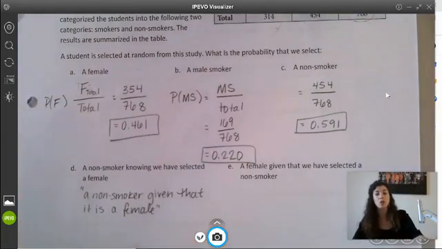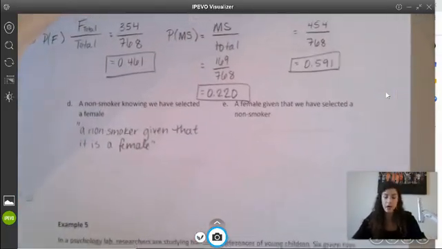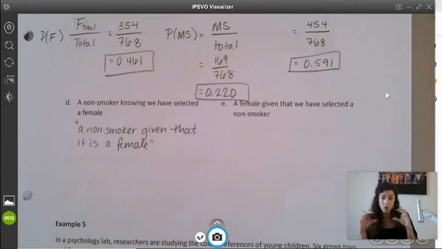Right? So given the fact that we know that this person is a female, what is the probability that they are a non-smoker? The idea of conditional probability is you've shifted what your total is. You've shifted from the grand total of all of the people added together. You're saying, hey, I know I'm picking from a pool of just females now. So now your total turns into the total of females, okay?